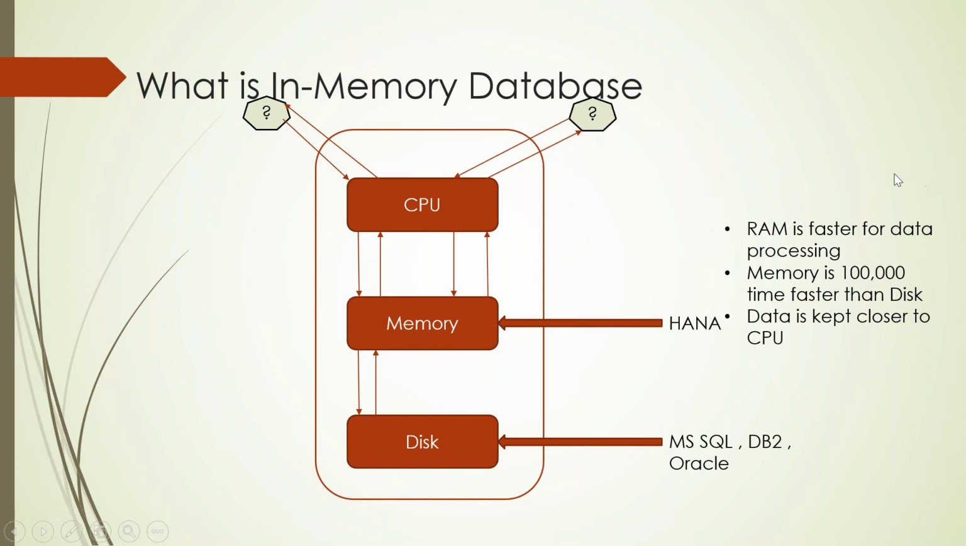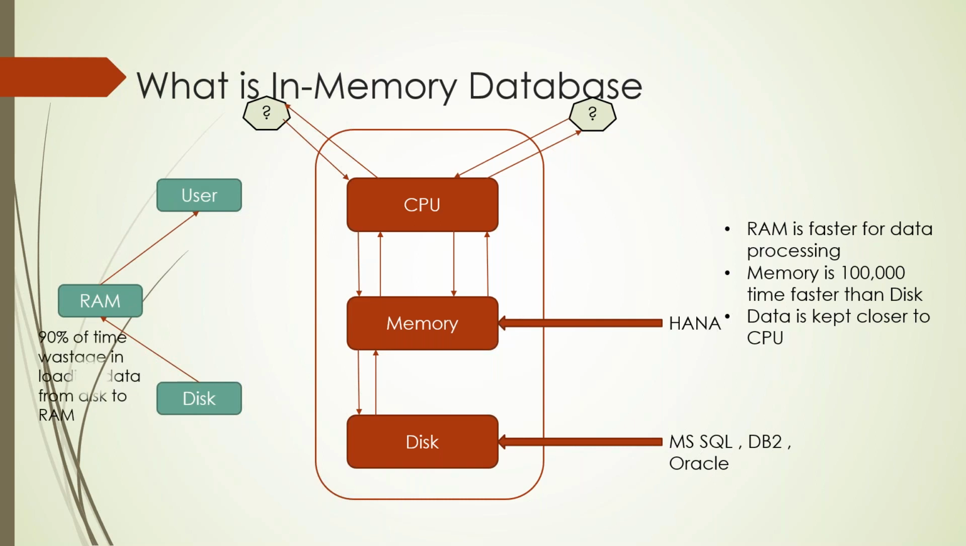Also, we are getting the benefits of RAM, which is faster than the disk. That's the reason HANA is taking less than 6 seconds. If you see here, in a traditional database 90% of the time we are just wasting loading the data from disk to RAM, and 10% we require for processing. That's the reason HANA is much faster than any disk-based database.